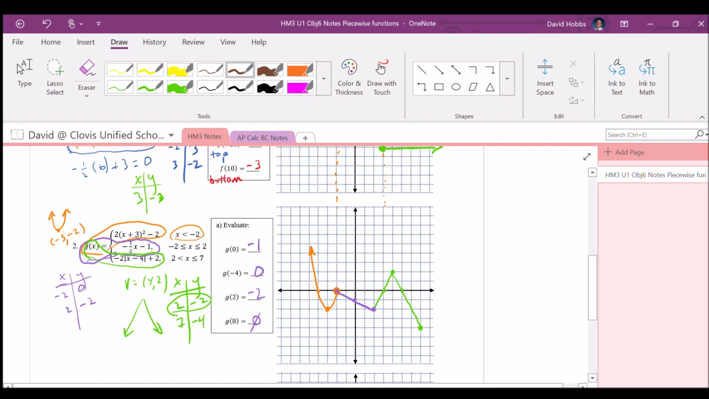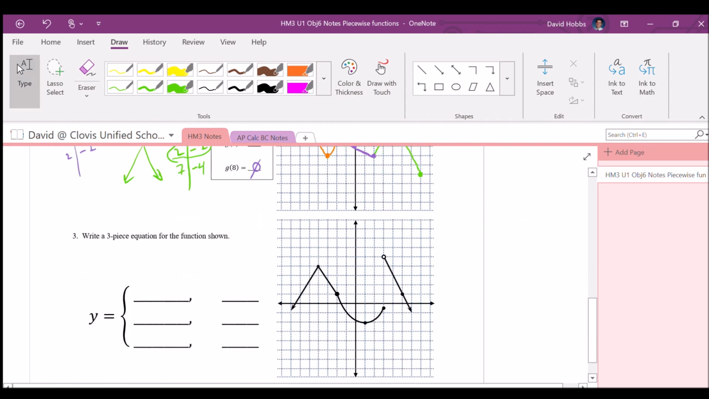Okay, let's do the domain and range. So the domain looks like it goes forever left, so negative infinity to 6, and nothing gets left out along the way. And the range looks like the lowest elevation is negative 4, then it goes up forever.